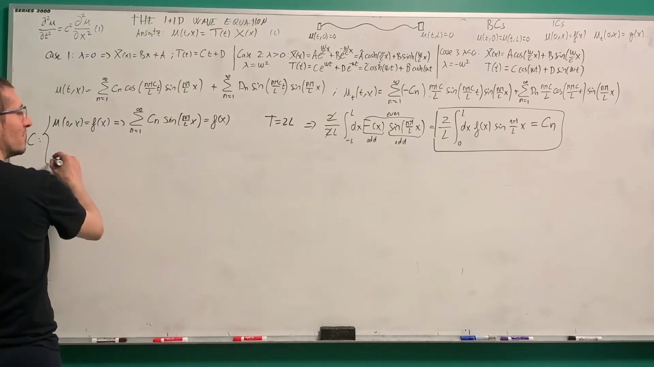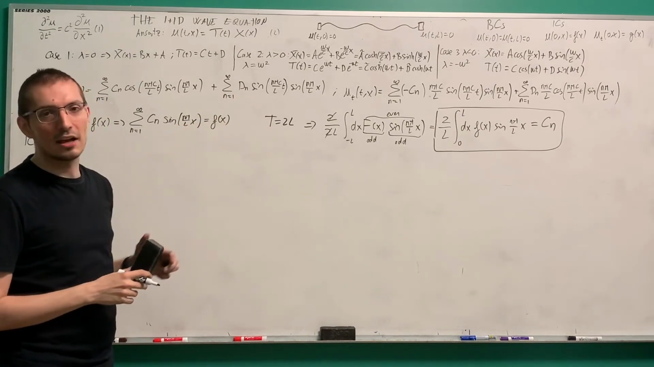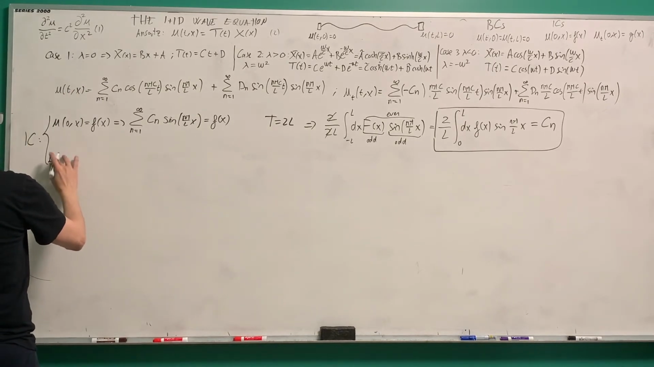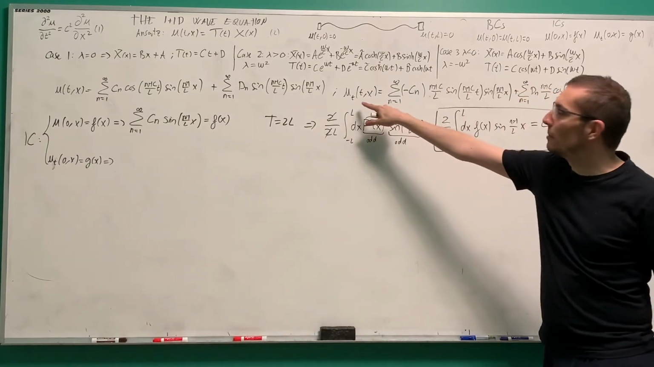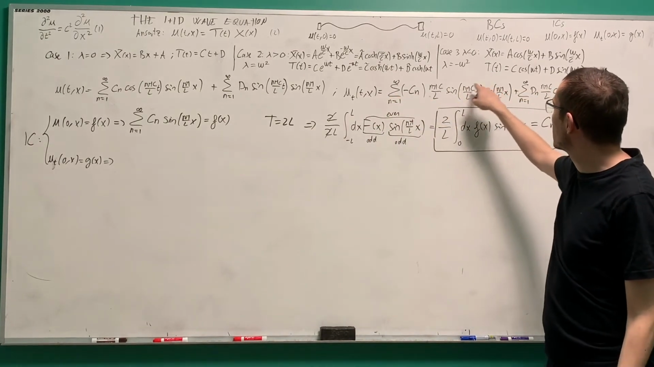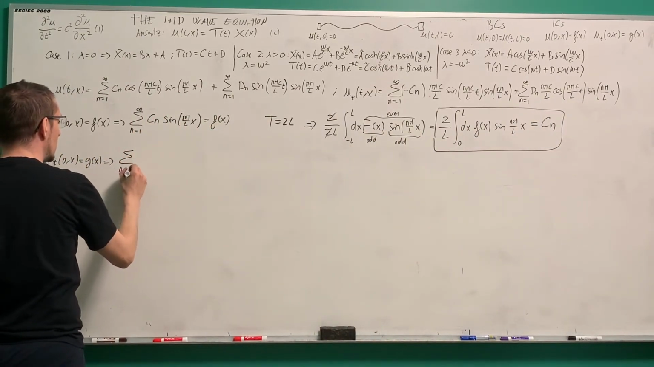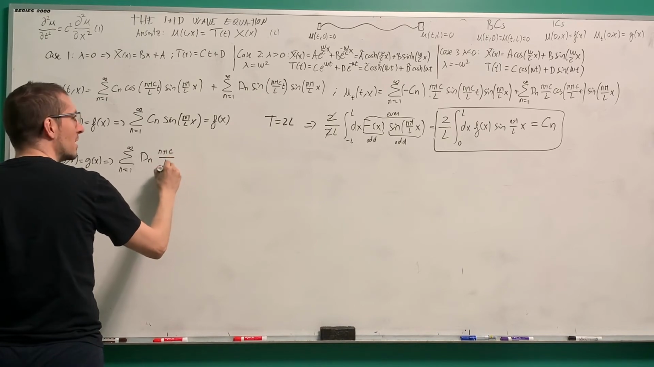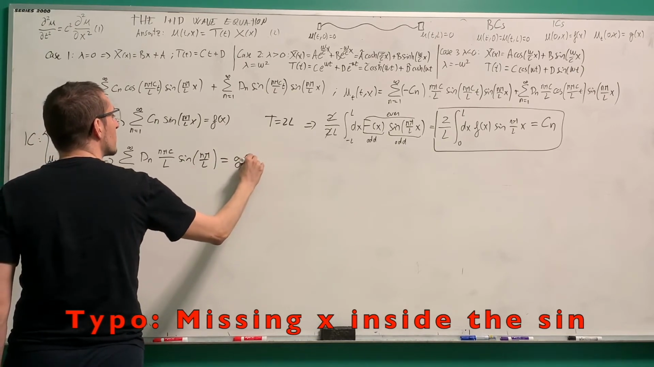Now, that determines the Cn's, but we don't know about the dn's yet. How to determine the dn's? Well, with the other initial condition. The other initial condition tells me that the derivative with respect to t of u at t equals 0 is some function g of x. So if we go here, we see in the derivative with respect to t that when t is 0, the sine cancels and the cosine becomes 1. So on the left hand side, sum from n equals 1 to infinity, we get dn times n pi c divided by L times sine of n pi x divided by L equals g of x.